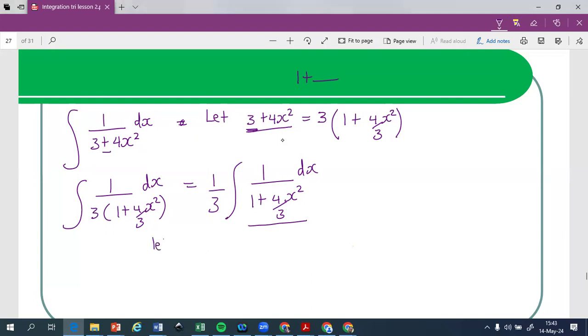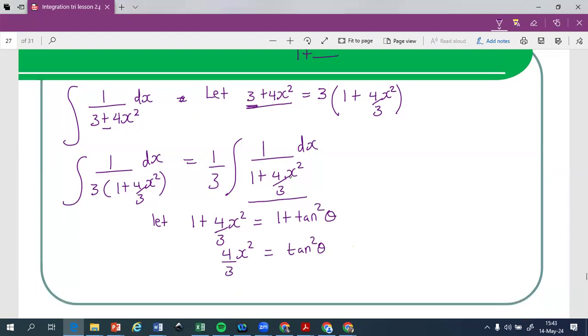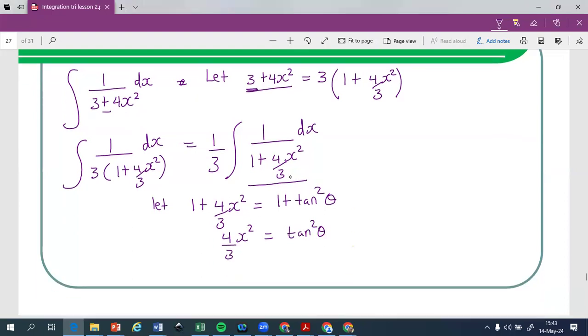And then say that now let 1 plus 4 out of 3x squared equals to 1 plus tan squared theta. When you look at this step, 1 and a 1 is going away. So once those ones go, it means you have 4 out of 3 x squared is equal to tan squared theta. Now, what is the next step? The next step is for you to get your tan. So you get the square root. I'll get the square root this side. I'll get the square root this side.